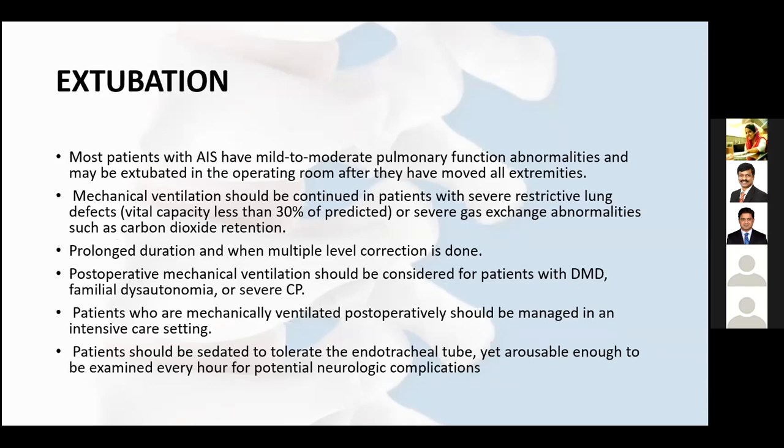Okay, in our institute, almost 90% of the patients we extubate on table. Almost 5 to 10% we leave for a little elective ventilation for 3 to 6 hours, and then we extubate. What will be the pain management? What is the analgesia? What are the various options?